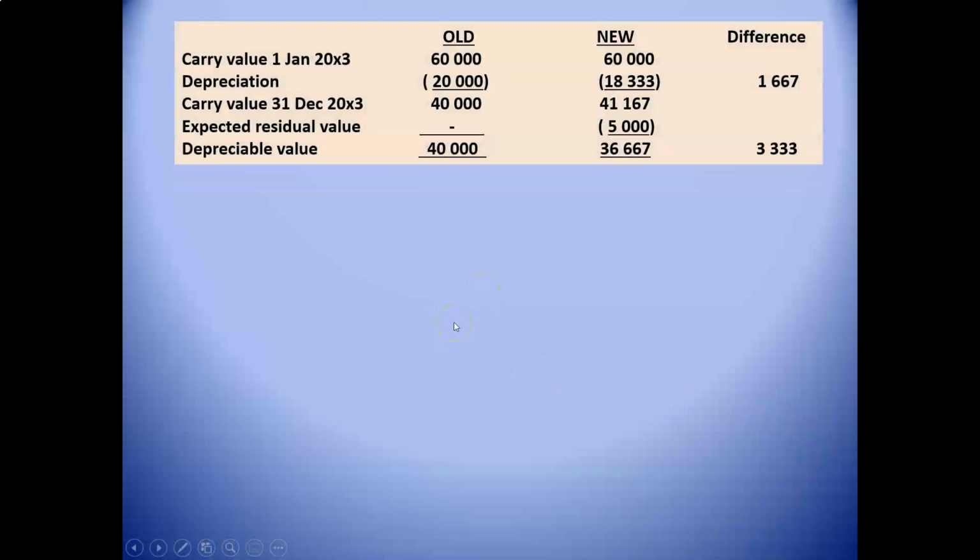When you do these change in estimates, make 100% sure you do it in this format. The old method, next to it the new method, next to it the difference column.